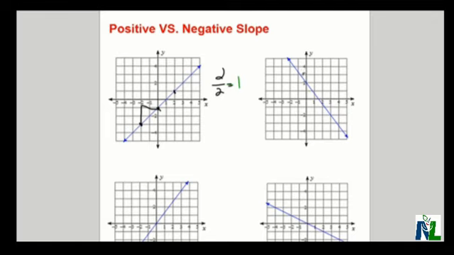We have in this line, the second one, here's our points. Our rise is down 4, forward 1, 2, 3. So we have negative 4 over 3, which is negative 4/3.